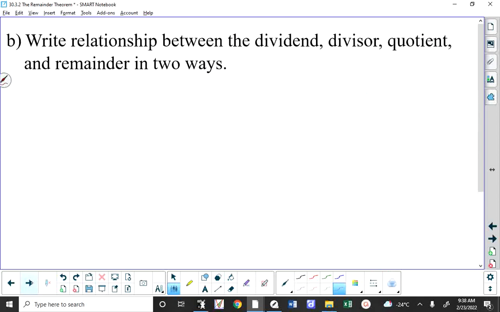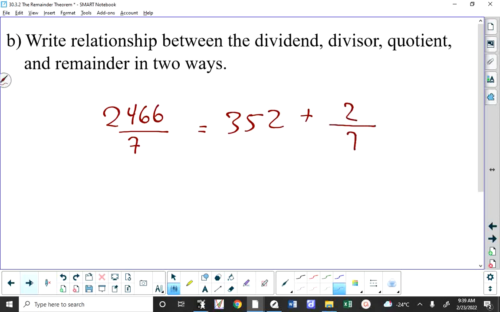Well, we could say, help me out here, was it 2466 over 7? Thank you. 2466 over 7 is going to equal the quotient of 352 plus the remainder of 2 over the divisor. Now just take your calculator and take 352 plus 2 over 7, and then calculate 2466 over 7 just to convince yourself that it's a true statement.